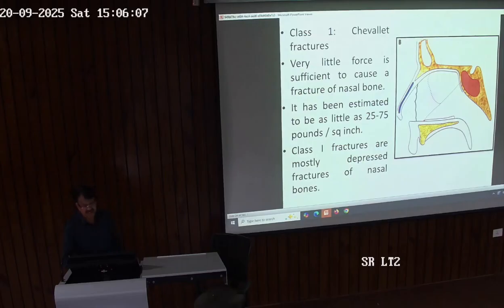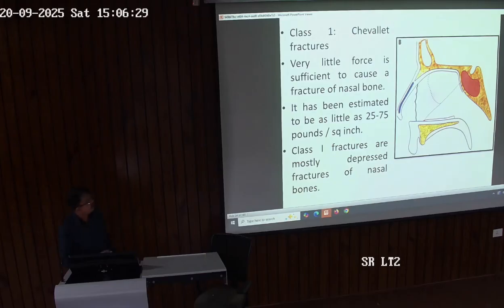Types of fractures are: class 1 fractures. Very little force is sufficient to cause a fracture of nasal bone. It has been estimated to be as little as 25 to 75 pounds per square inch. Class 1 fractures are mostly depressed fractures of the nasal bones.